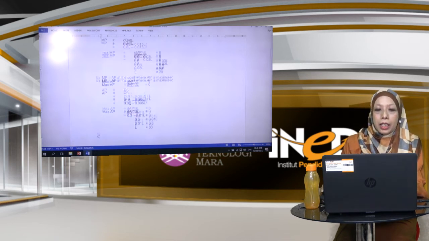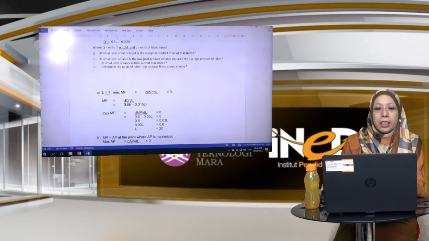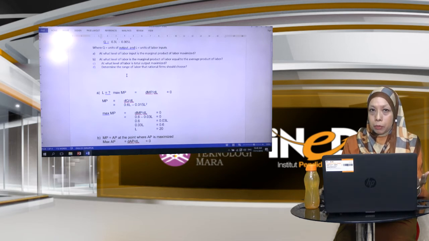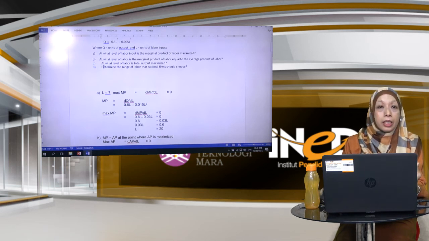Okay, now so far what we have done is we have identified the number of labor that maximizes marginal product and the number of labor that maximizes average product. Now let's look at the third question. The third question wants you to find out at what level of labor is total output maximized.